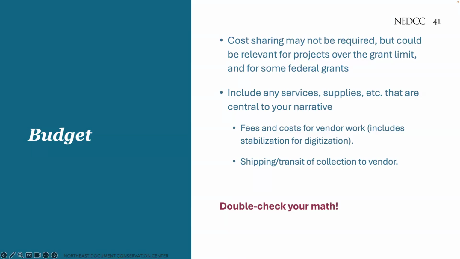But basically, costs associated with activities described in the narrative should be represented in the budget. And you want to be always cross-checking that and double-checking your math. Something else to keep in mind, if you're requesting funding for supplies or equipment, they should be well described and up to preservation standards.